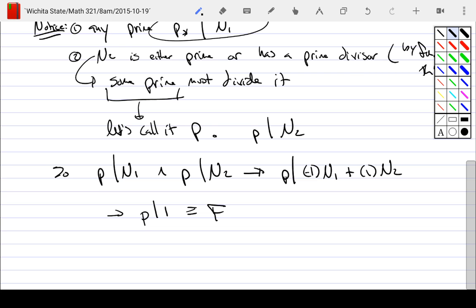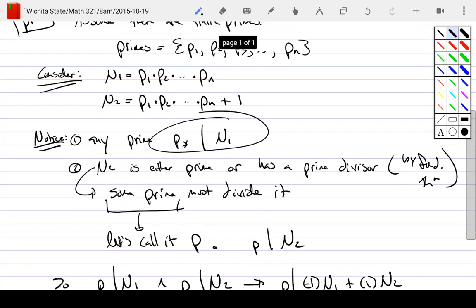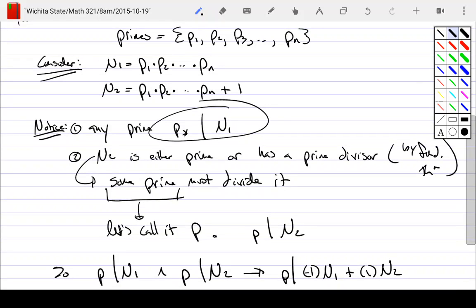The primes being finite means that I could make two numbers based upon these finite primes. Since these numbers are either composite or prime, the first one is definitely composite. The second one's either prime or composite. It doesn't matter. Some prime divides it. So therefore, it has to divide their difference. It has to divide 1. That doesn't exist. That's impossible. Therefore, we're done. Your original assumption was wrong. There has to be an infinite number of primes.